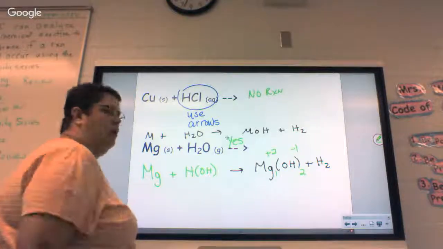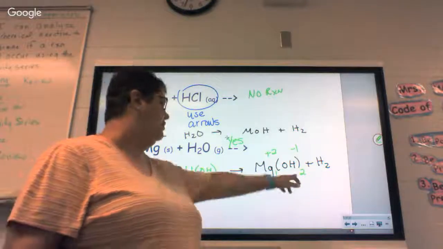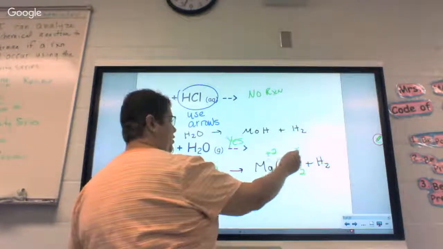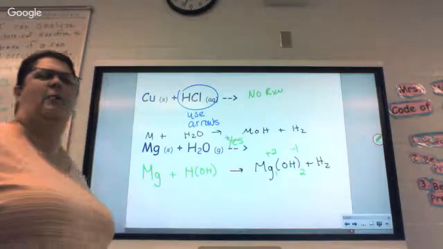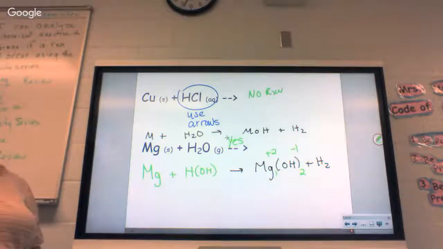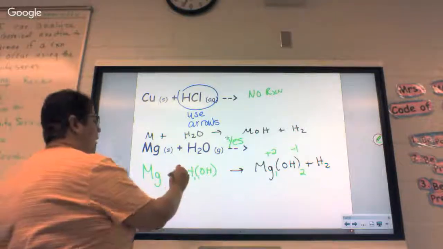Where did I get 1 from? Where did I get this 2 from? Because Mg is a plus 2 and OH is a minus 1. It's a compound, so we always have to crisscross our oxidation number. You call the oxidation number what? Okay. All right.